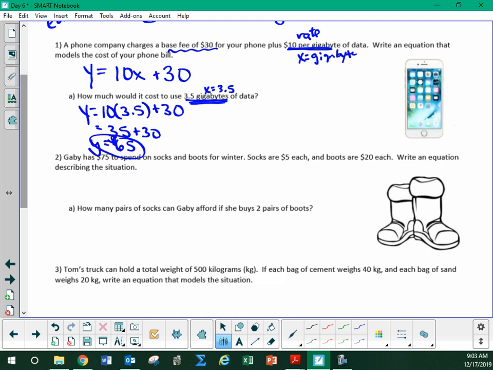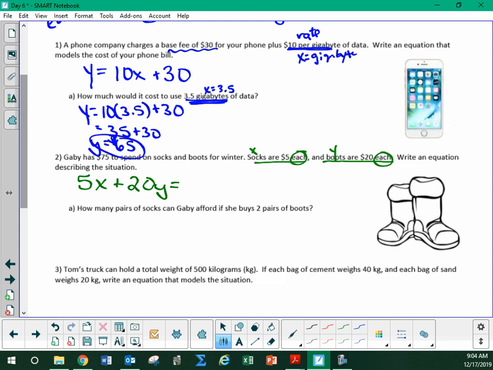All right, so you've got 2 rates now. Socks are $5 each. This is a rate, and boots are $20 each. That's another rate. So I'm going to call socks x and boots y. Because I have 2 rates, I'm going to say 5x plus 20y equals, and we do know how much she has to spend.